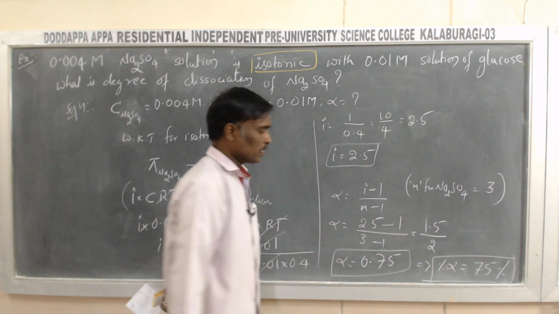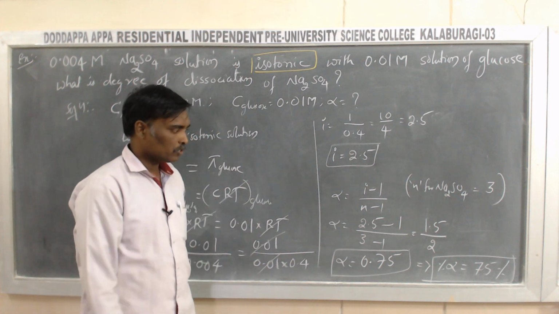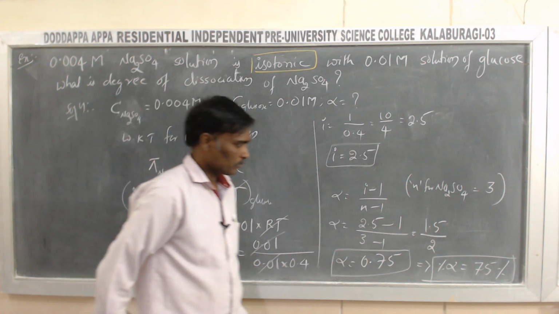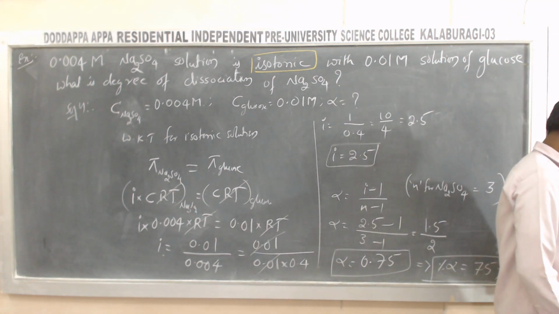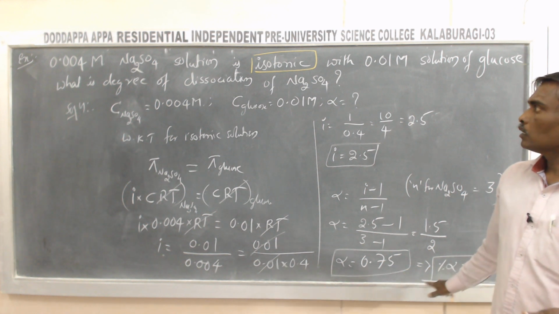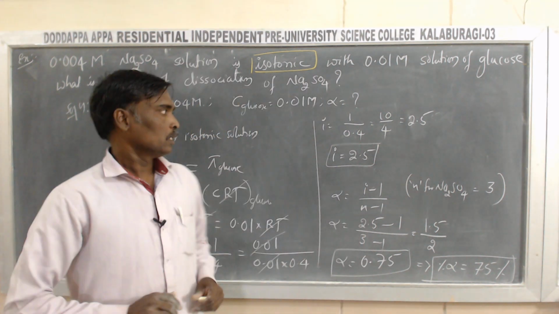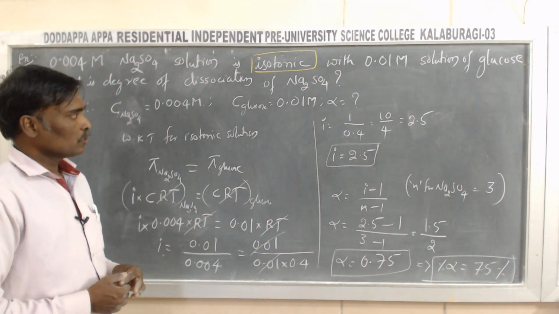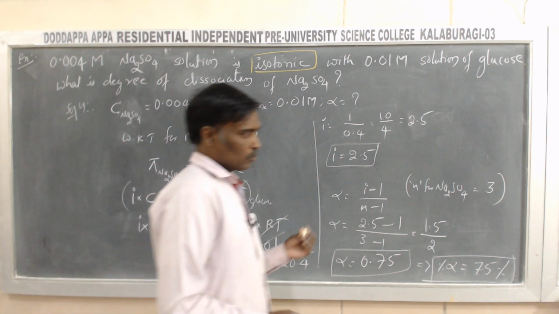To calculate the percentage of dissociation, multiply by 100. So 0.75 times 100 is equal to 75%. So 75% of the solution undergoes dissociation. Like that we calculate the percentage of association and dissociation. Okay, copy it, students.